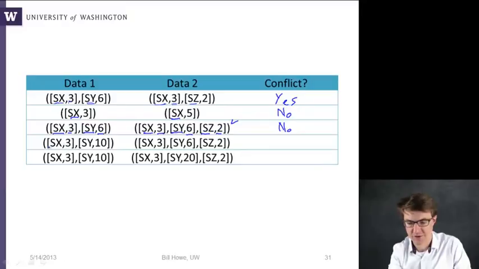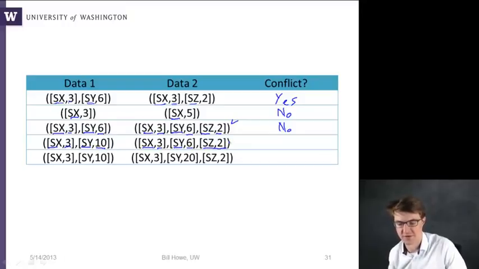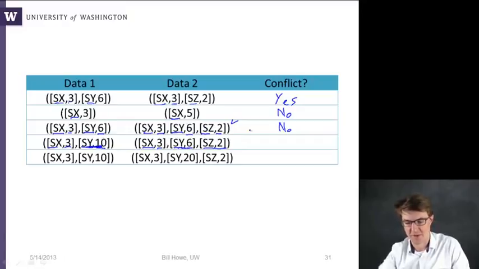Then this next one, server SX with the timestamp of 3, server SX with the timestamp of 3, server SY with a timestamp of 10, and this has server SY with a timestamp of 6, and then some later change at SZ. So is there a conflict here? Well, there is, because this one is later in time on SY, right, 10, than this one is. But if that was all there was, if it wasn't for this guy here, well, that'd be okay. We would just pick this one because it's later.